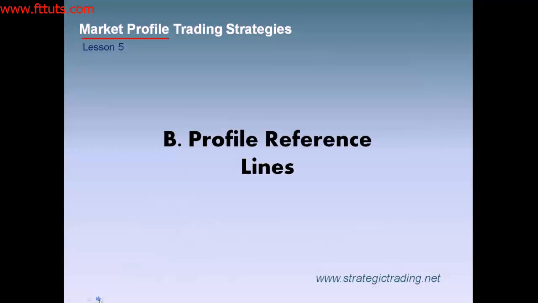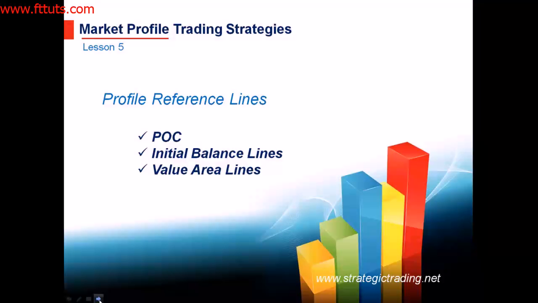All right, now for our other important support and resistance lines that we're going to get from the profile, I call them the profile reference lines. And we'll begin with three basic categories that hopefully you're all familiar with now. The POC, the point of control, the initial balance lines, which are the first two periods of trading in the day, the A and the B period, and the value area lines. These are all very important lines, as I will show you in a moment, in terms of support and resistance during the day.